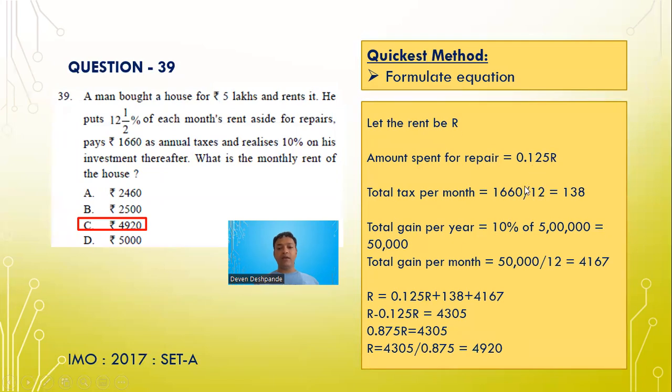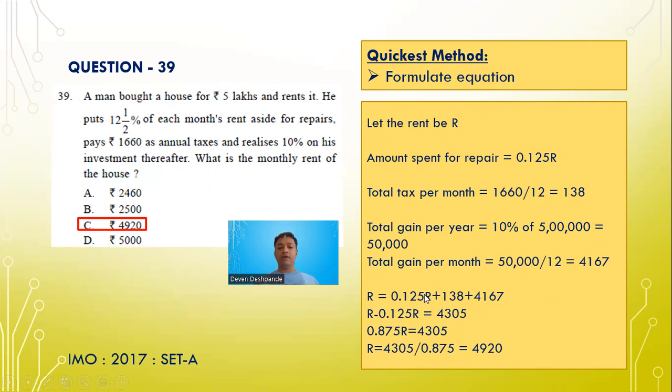But even after paying, 10% of the investment of 5 lakhs, which is 50,000, is still gained per year. What is gained per month? 50,000 upon 12 is 4167, which is still remaining. So what will be the rent? You spend 0.125 R for repair, you pay the taxes 138, but still 4167 remains, isn't it? So R will be 0.125 R plus 138 plus 4167.